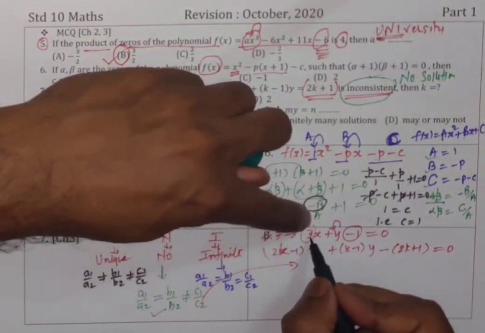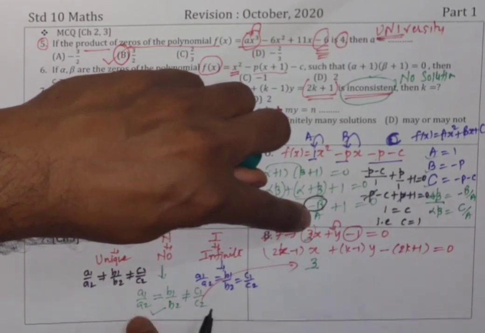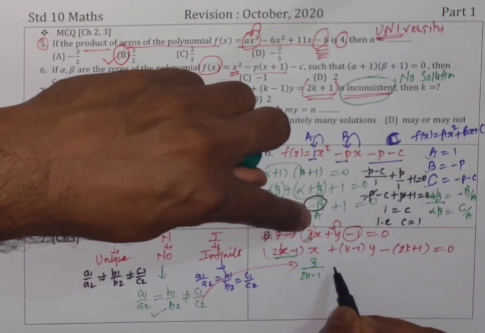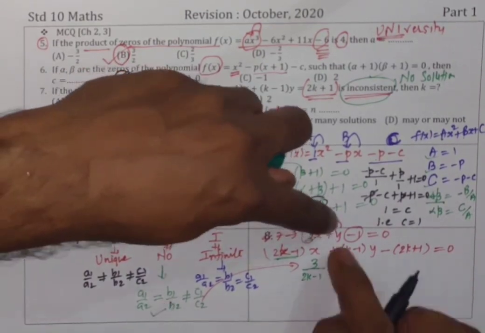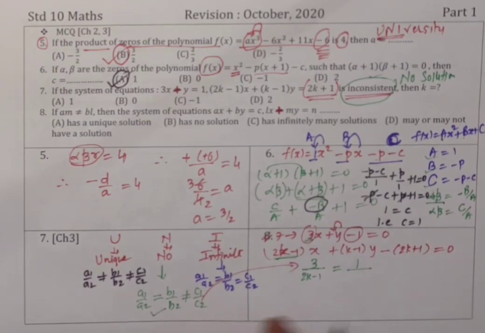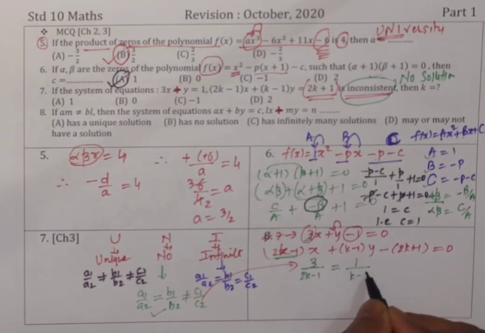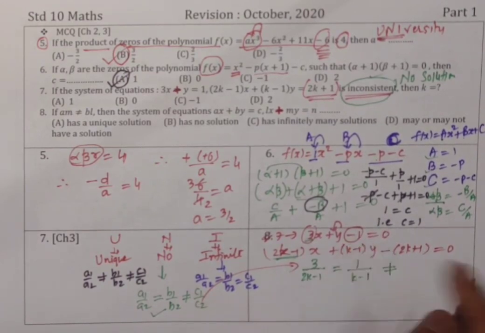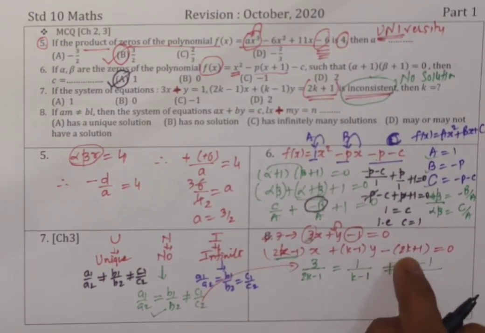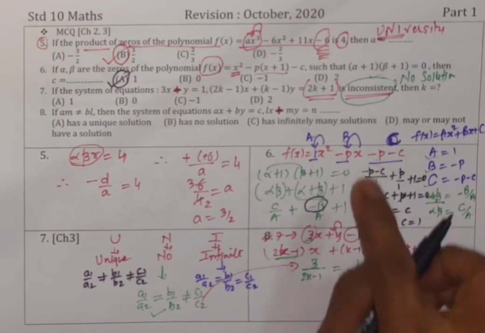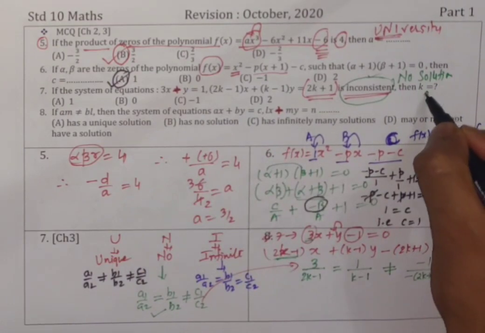What is a1? a1 is 3 upon a2, what is a2? This 2k minus 1 is equal to b1. What is b1? The coefficient of y is 1, and what is b2? k minus 1. Alright, is not equal to C1, that is minus 1, and C2 is minus of 2k plus 1. But I need k equal to.